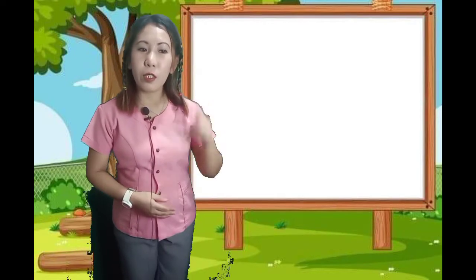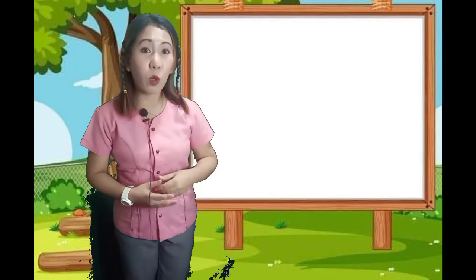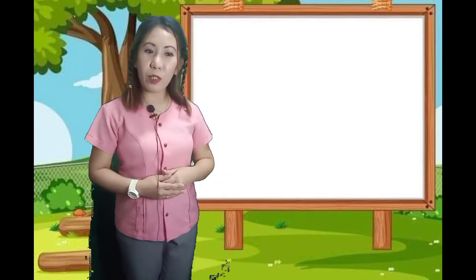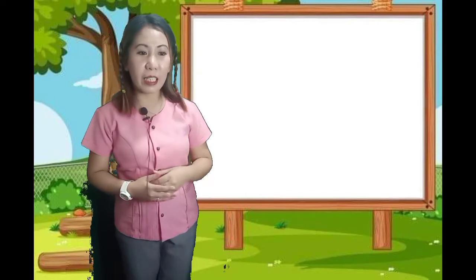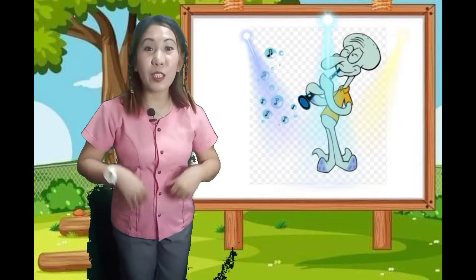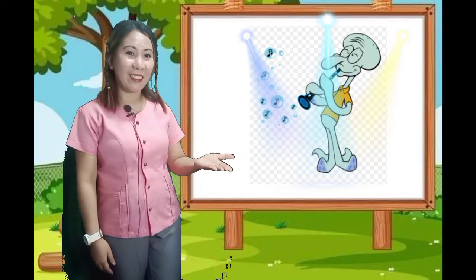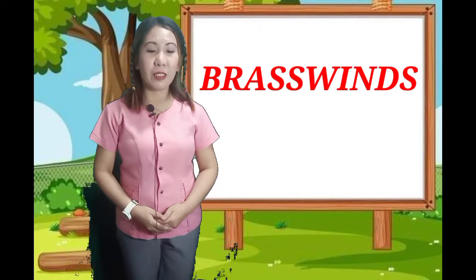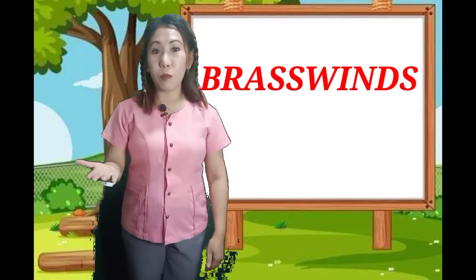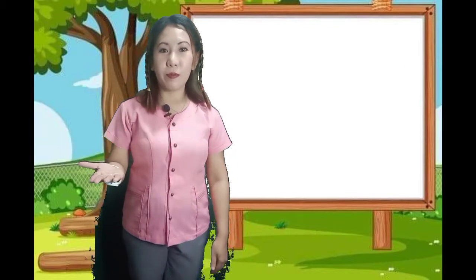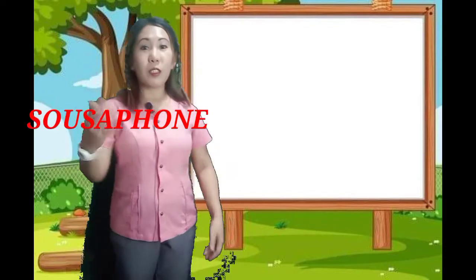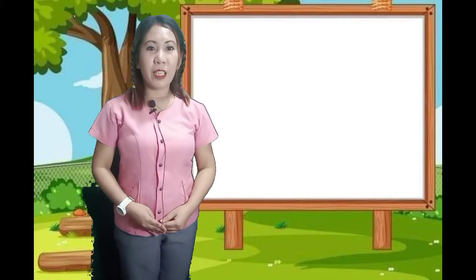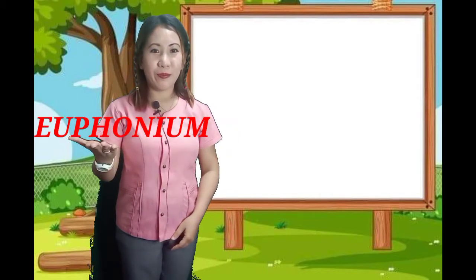Which cartoon character do you remember when you see a clarinet? Very good! I know that you are very familiar with clarinet because of Squidward. Next, these are the brass winds: trombone, trumpet, sousaphone, French horn, and euphonium.